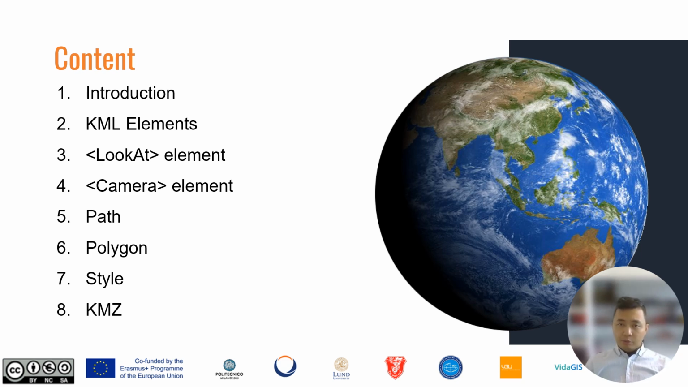Next, I will show you some main KML elements we use to develop a KML file. The LookAt element and the Camera element will be introduced later. After that, placemarks, polygons, and the style of KML will also be discussed. And lastly, we will talk a little bit about the KMZ, which is a zip file from KML to reduce the file size.